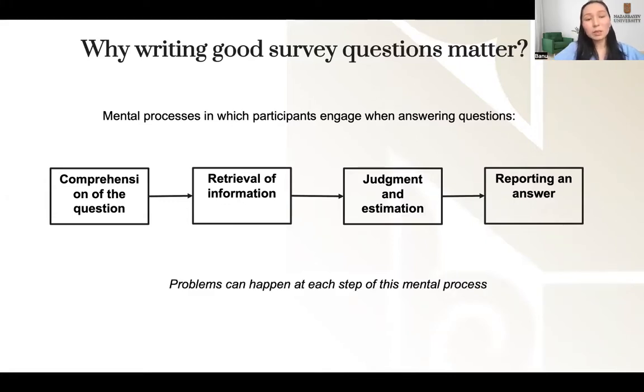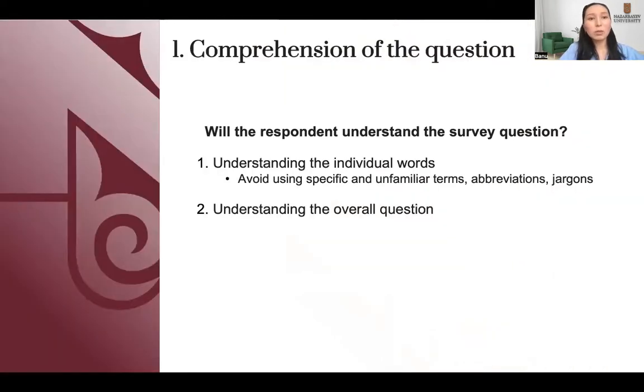And problems can happen at each of these mental processes. And I want to go briefly on each stage and provide you examples of problems that can occur. First of all, comprehension of the question. Okay, so the main question here is, will the respondent understand the survey question? It is as simple as that. And the respondent may misinterpret the question or not understand the question.